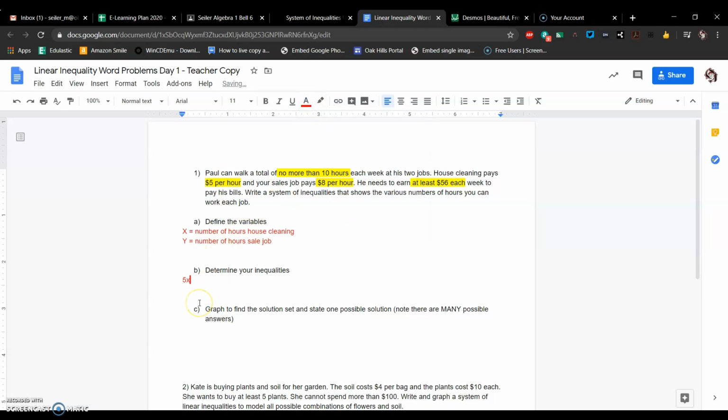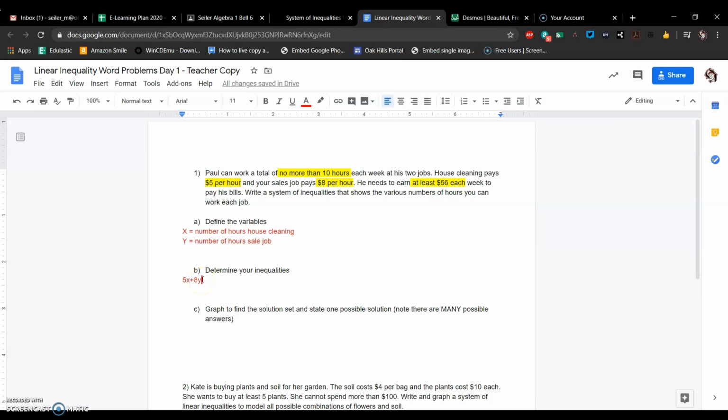So it's going to be 5x plus 8y, because we're trying to combine a total of hours at his first job and hours at his second job. And this should say work, not walk. Why would you walk? He needs to earn at least $56 each week. So for this one, I know that this is going to be greater than or equal to 56.